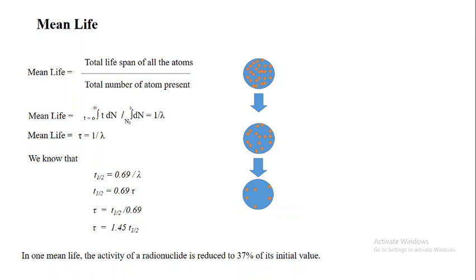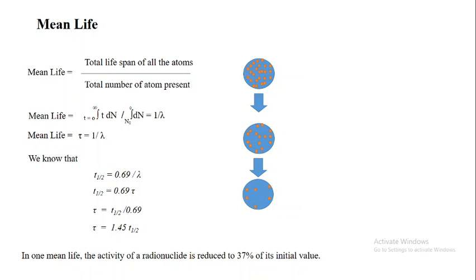It is a totally random process, due to which it is not specific that this one will disintegrate and this one will not. However, it depends on the number of radionuclides. The greater the number of radionuclides, the greater would be the disintegration rate, and the less the number of radionuclides, the less would be the disintegration rate. However, this is a mean life.